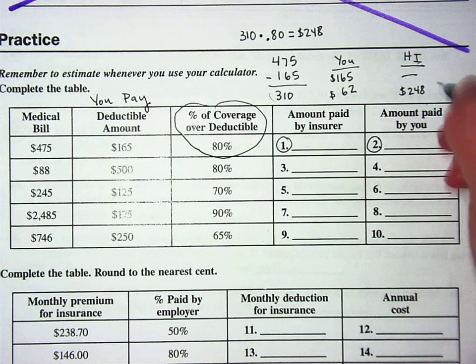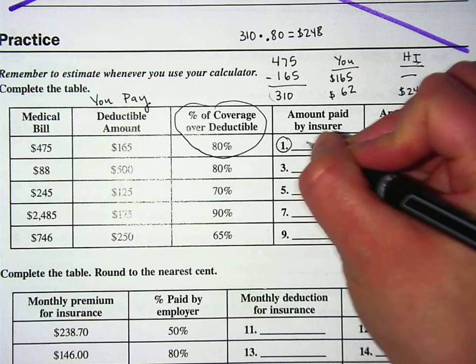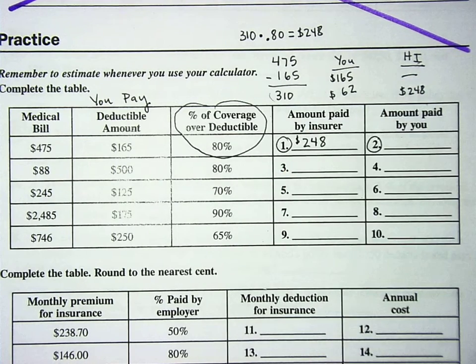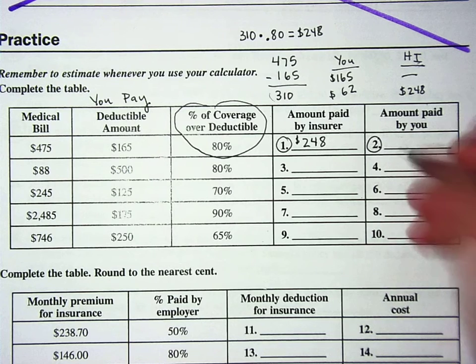Okay, so the amount paid by the insurer was $248, and the amount paid by you was $227. I'm on the wrong side, that's why.